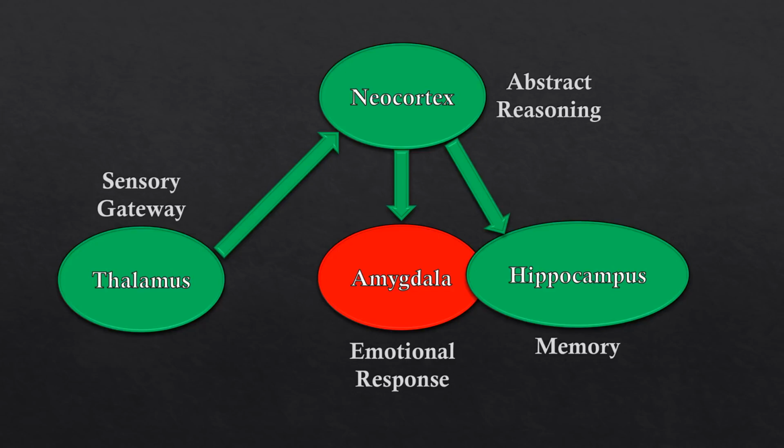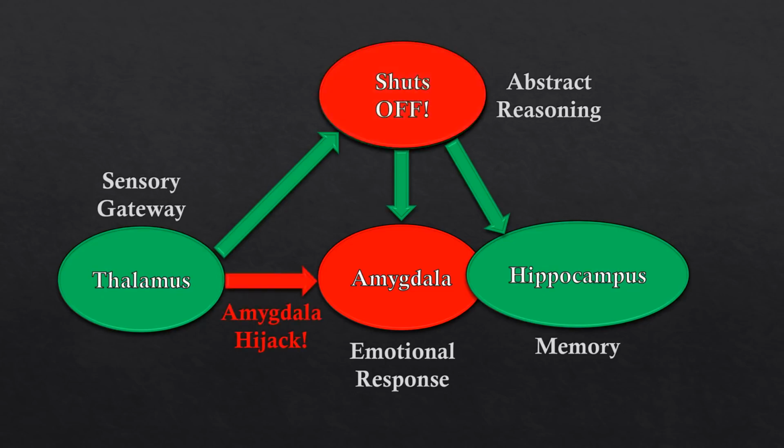However, the brain has a defense mechanism against emergencies. The thalamus also connects directly to the amygdala. That means that depending on the information that arrives at the thalamus, the amygdala will short-circuit the neocortex and produce the fight, flight, or freeze response. That happens when you are in a situation that is too emotionally charged.